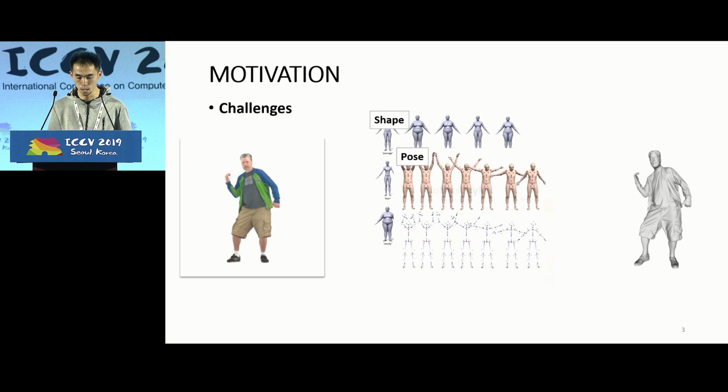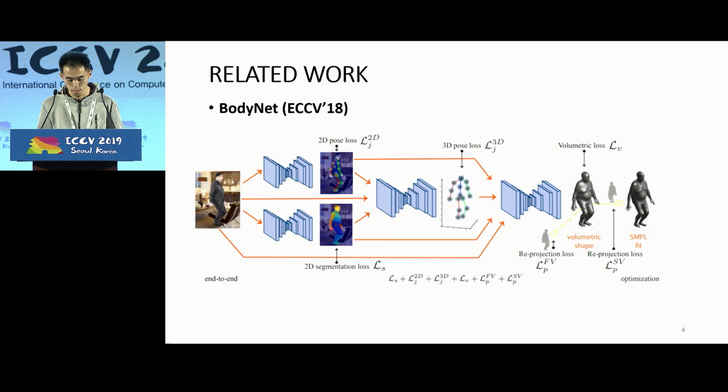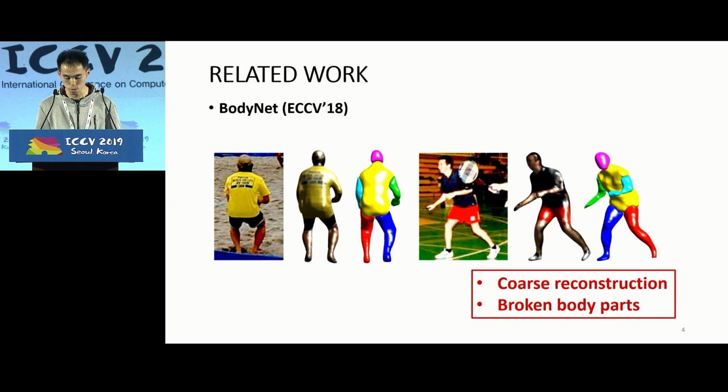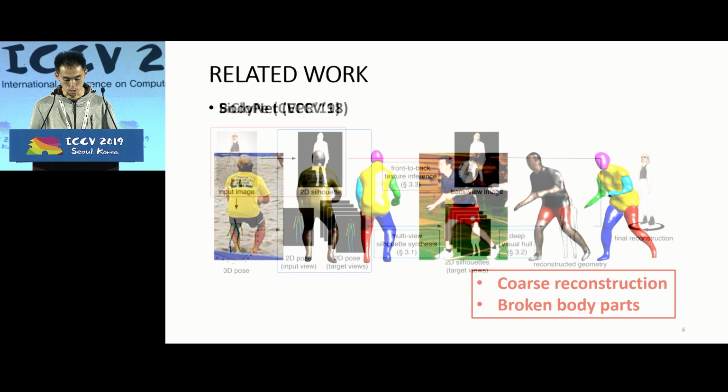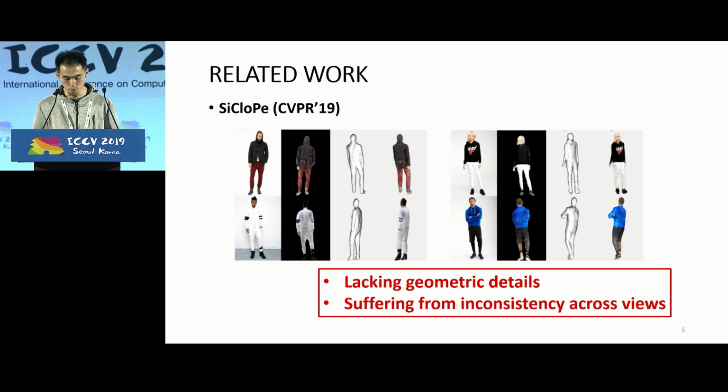To address these challenges, the authors of BodyNet designed a multi-stage network for volumetric body reconstruction. However, their method failed to generate satisfactory results due to the difficulties of regressing 3D models from 3D joint predictions. SiCloPe reconstructs 3D models from multi-view silhouettes. Although the texture output is impressive, their method cannot reconstruct surface details from sparse views of silhouettes and may suffer from inconsistency across views.